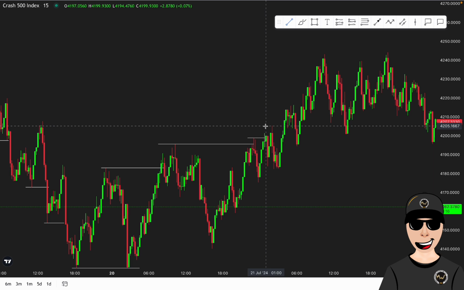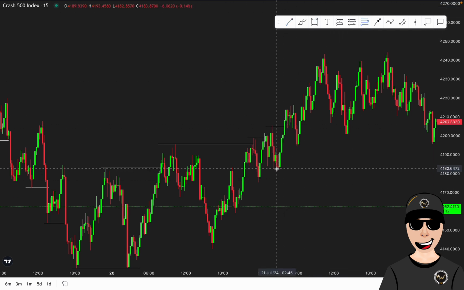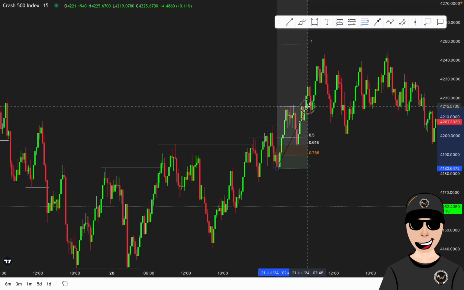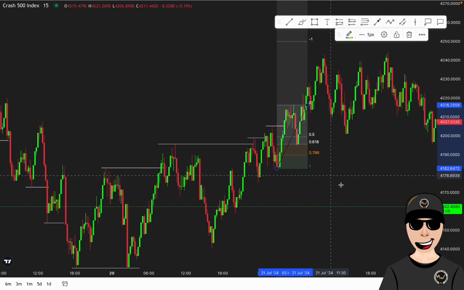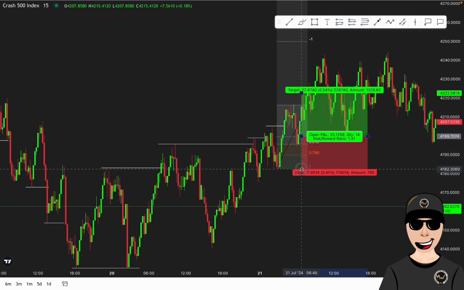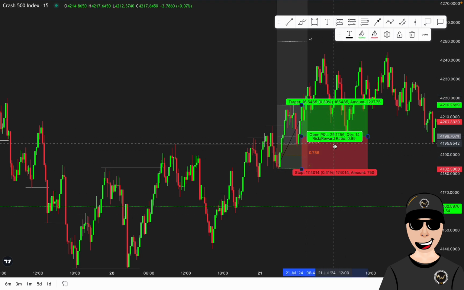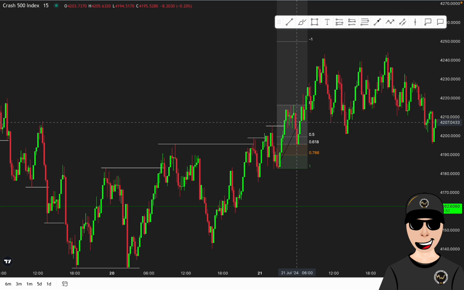Then we have this high that's been broken, from this low to this high. Got tagged in at the 50 and the 61. Let's enter at the 50. Stops below the 1. Targets at the 0. 1-to-1 risk to reward trade, winner trade.